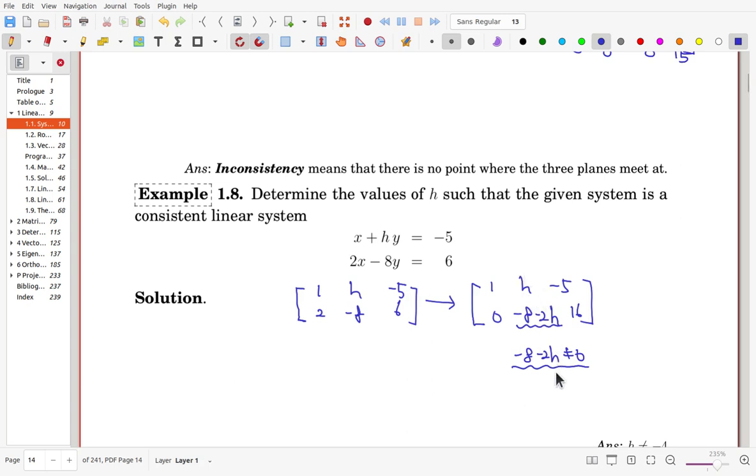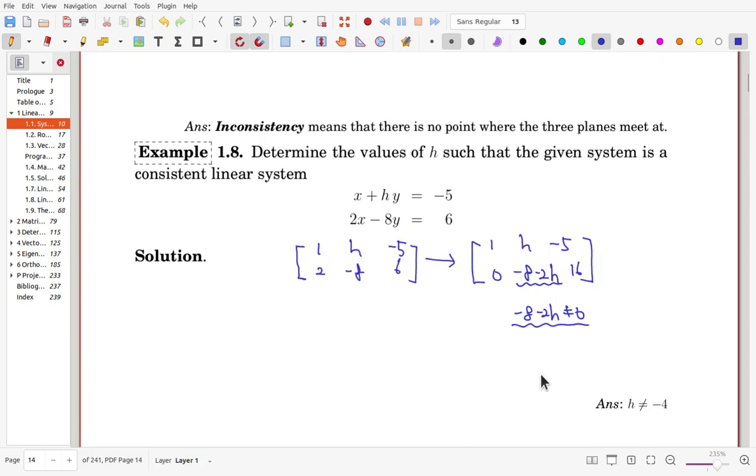So for the choice of h that makes this non-zero, you can scale it to 1 and eliminate that, so you can have a unique solution. Once this is satisfied, it will have a unique solution. So it's consistent. That is exactly the same as h is not minus 4. Then it has a solution, but the solution must be unique.